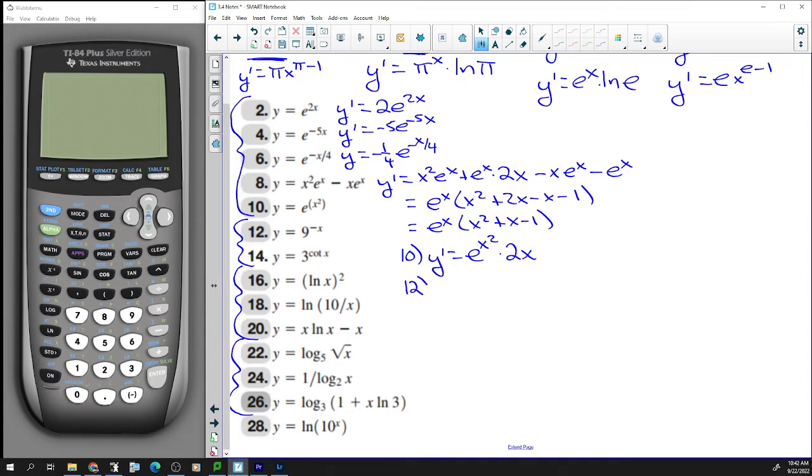12 starts exponentials. So y prime is 9 to the negative x times the natural log of 9. There's the exponential part, but the inside is negative x, and the derivative of that is negative 1. So negative.